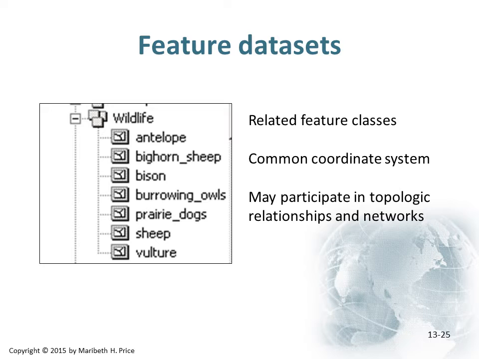Now, you can also do feature datasets, which are related feature classes. They have a common coordinate system, and they may participate in topological relationships and networks, but they don't necessarily have to.